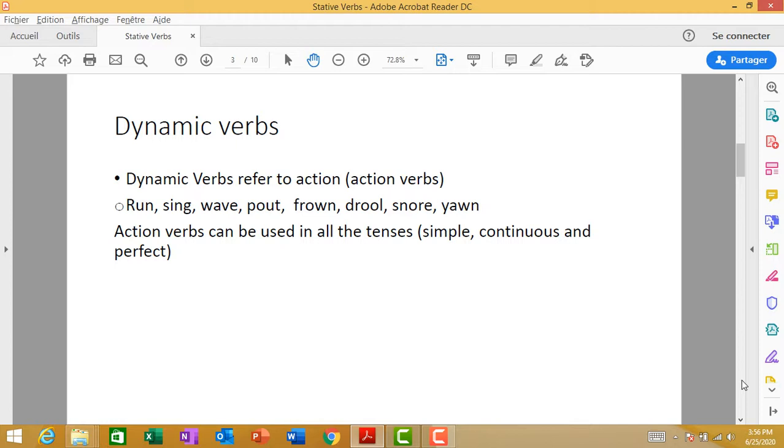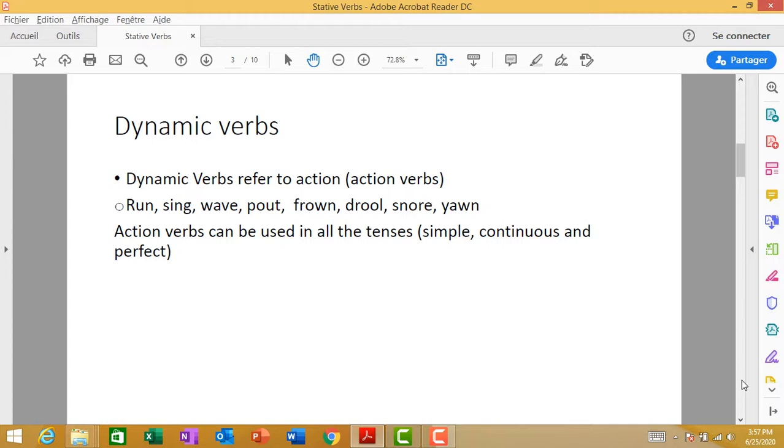So let's look at dynamic verbs first. What you need to understand about verbs in English is that most of the verbs we use are action verbs. With action verbs, we can use the simple tenses, continuous tenses, and perfect tenses. We can use action verbs with all of the tenses that we have in English. For example, we have yawn, snore, drool, frown, run, sing.